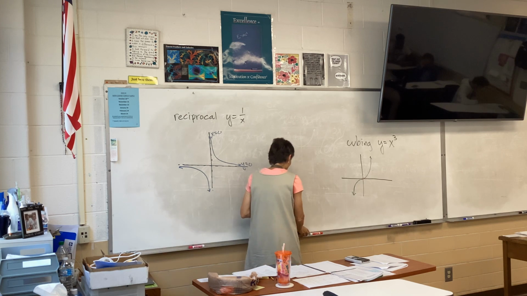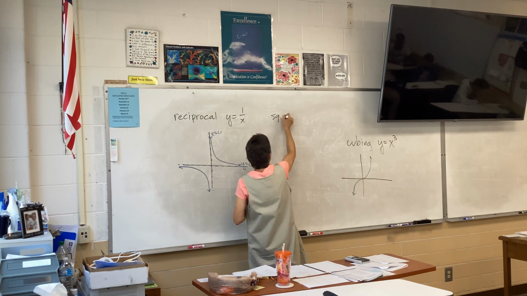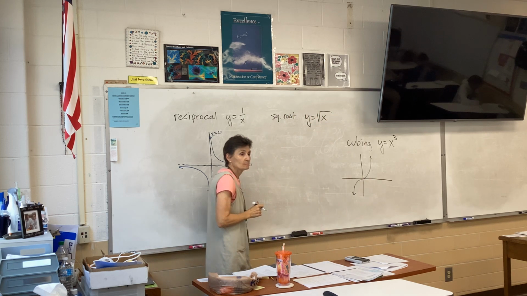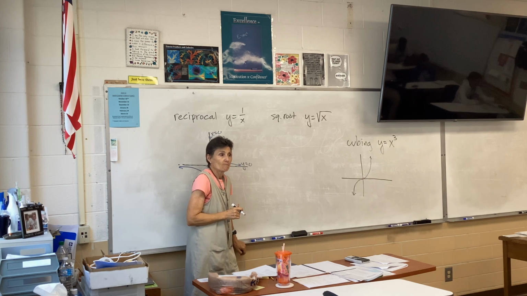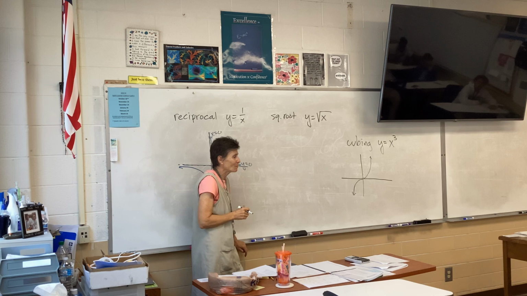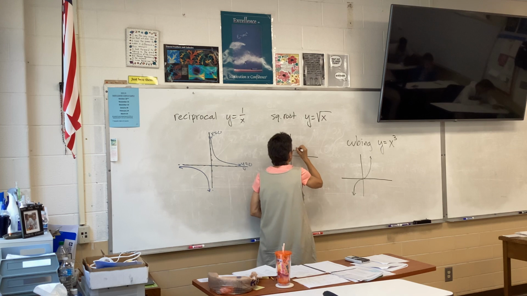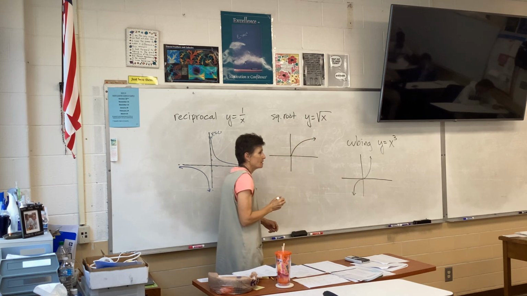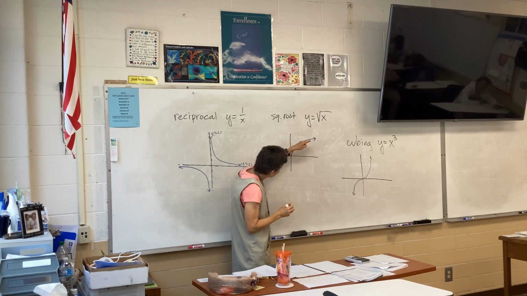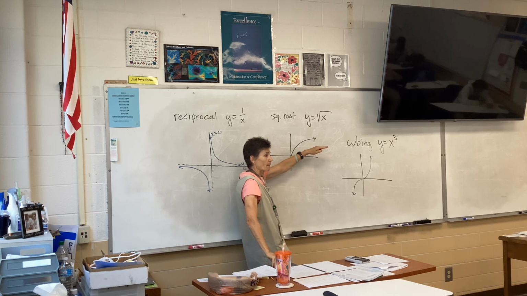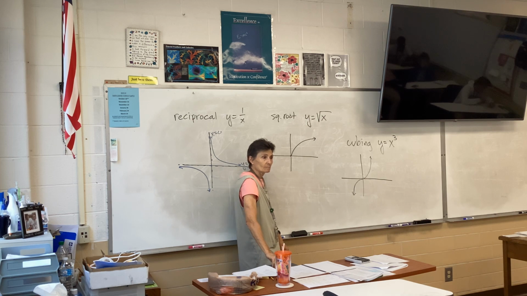Square root. Okay. You might imagine that the square root function is y equals square root of x. Sort of logical, y equals square root of x. And the picture starts here at the origin and kind of goes out like this. So it's kind of like a sideways parabola, but it's only the top half of it. That's the square root function picture. Everybody okay?